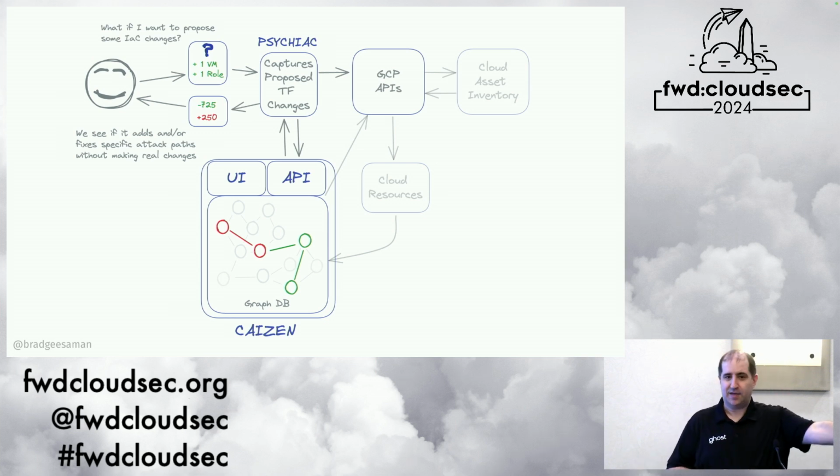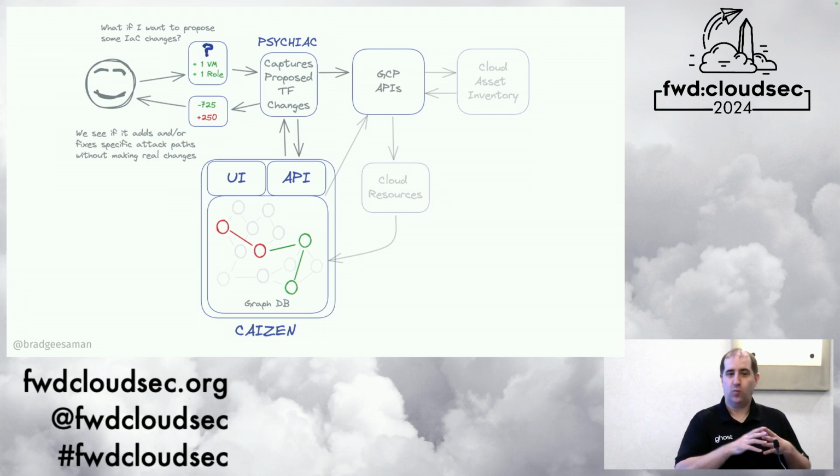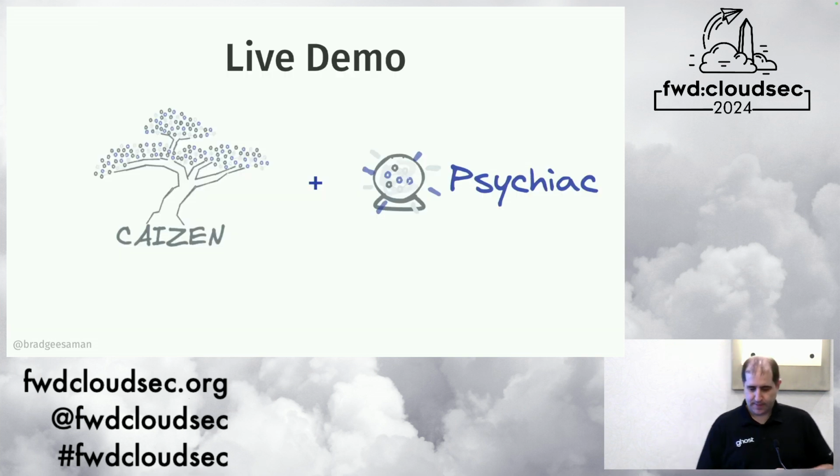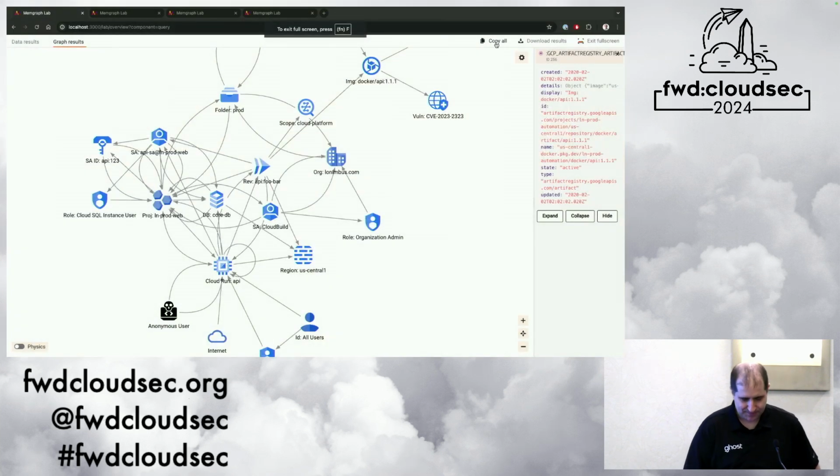We'll run an attack path simulation. We'll apply changes to the graph per that change set. We'll rerun the attack path modeling and go, which ones were created and which ones were not. And we'll just abort the transaction and throw it away. Live demo time. All right.